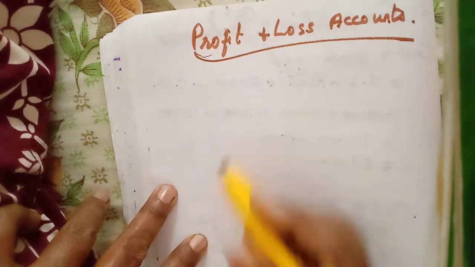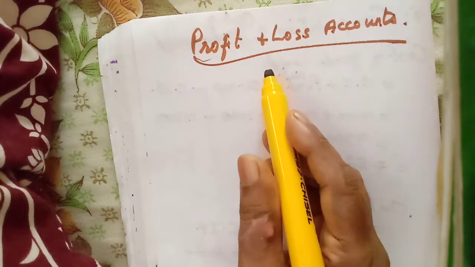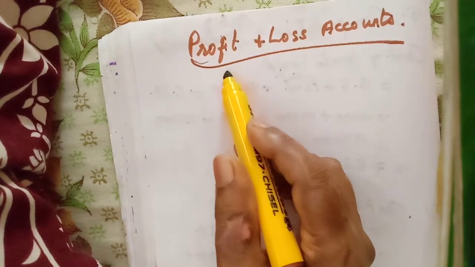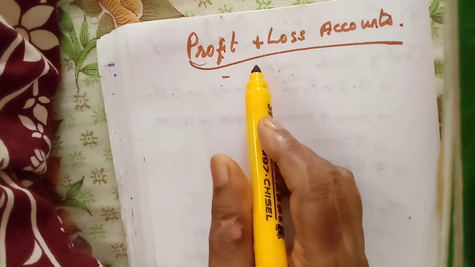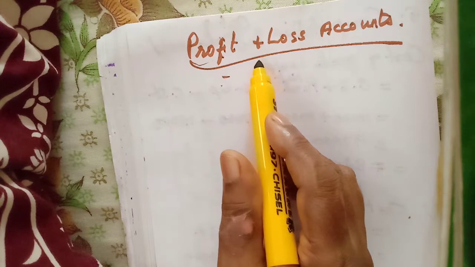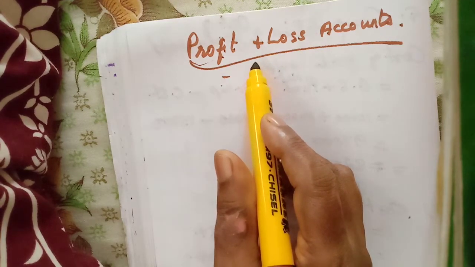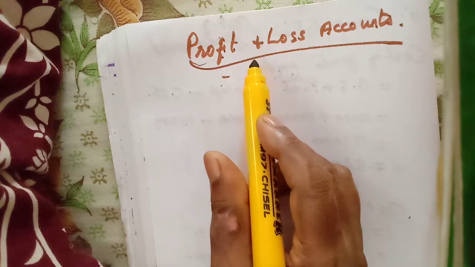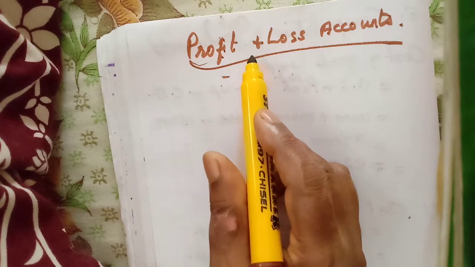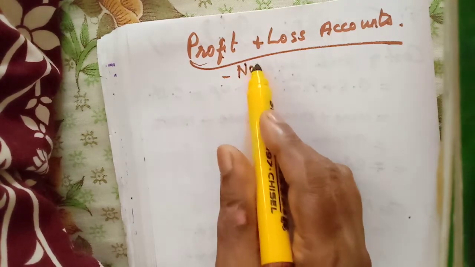Okay, now let us learn the profit and loss account. So what is profit and loss account? From this profit and loss account, we can find out either the profit or loss of the business. That means the performance of the business we can calculate. Here already we have learned one account, that is trading account, isn't it? So this trading account and this profit and loss account both are nominal accounts.